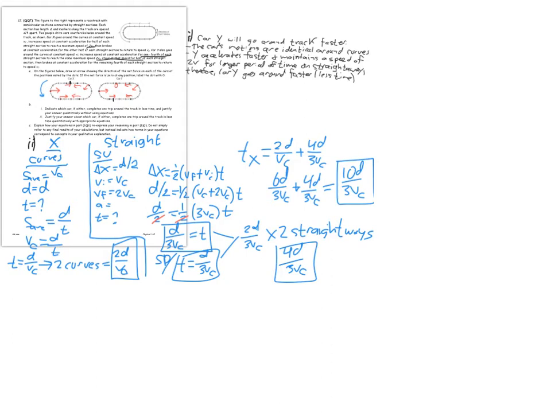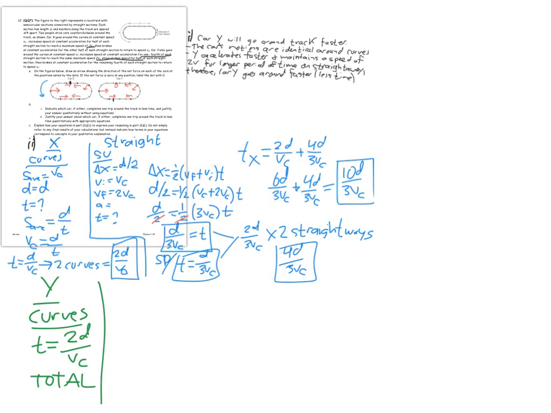I'm now going to think about car Y here for a second, and this should be a little bit quicker actually. So for the curves, the total time for car Y is going to be identical to car X. So our time is just going to be 2D over vC, and that's the total time. In both cases, they travel around those curves at a constant speed, so that's not going to change.